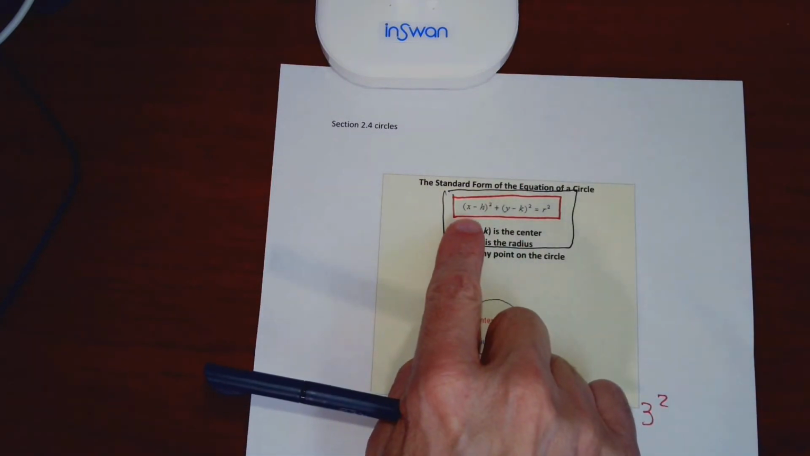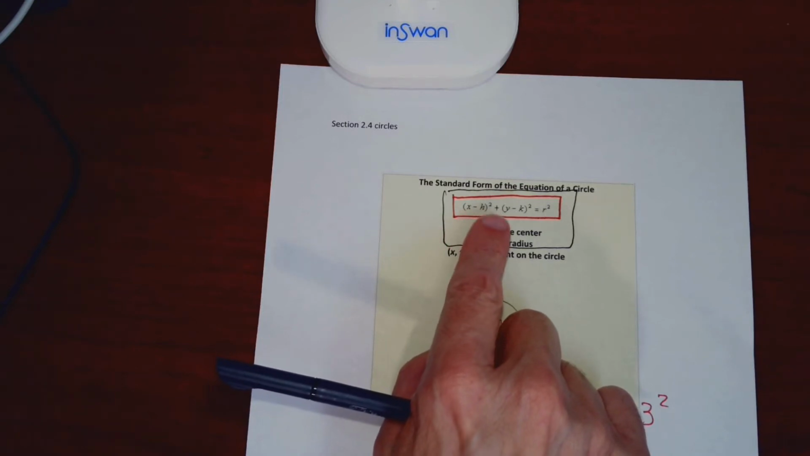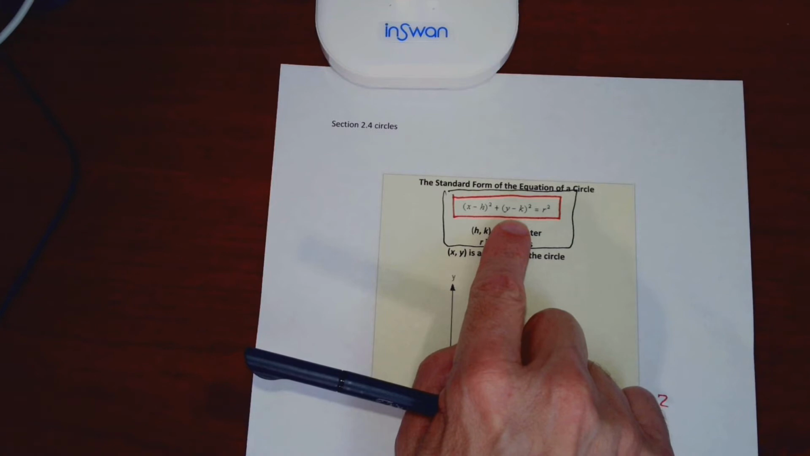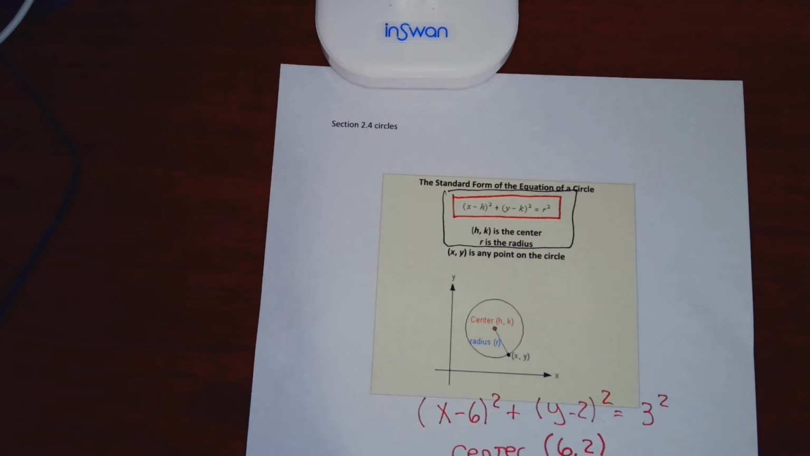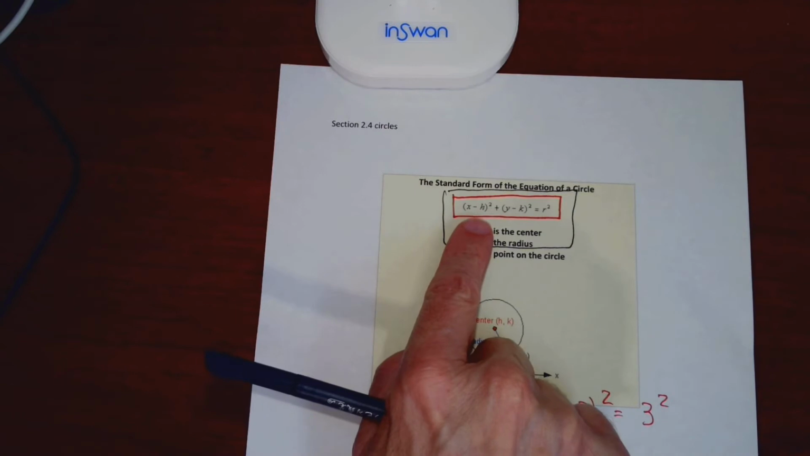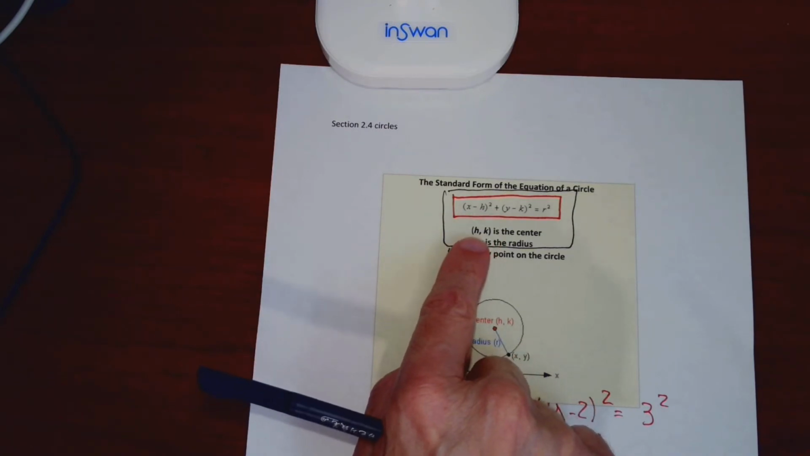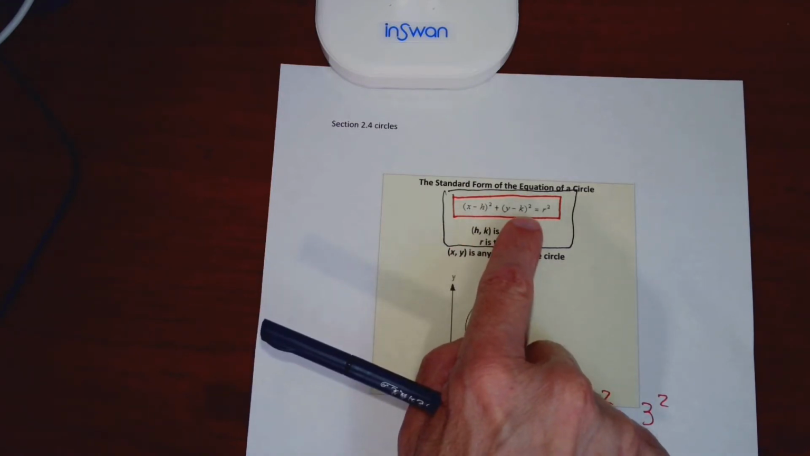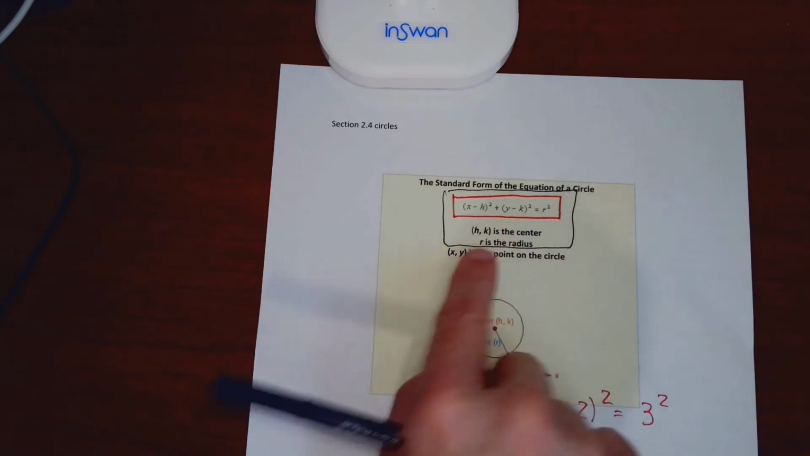Specifically, if I have an equation written in the form (x minus some number) squared plus (y minus some number) squared equals some other number squared, then that equation is considered to be in standard form for an equation of a circle. The number after the minus sign in the x parentheses is the x coordinate of the center of the circle. The number after the minus sign in the y parentheses is the y coordinate of the center of the circle, and the number that's being squared is the radius.